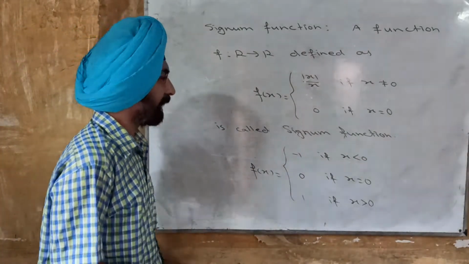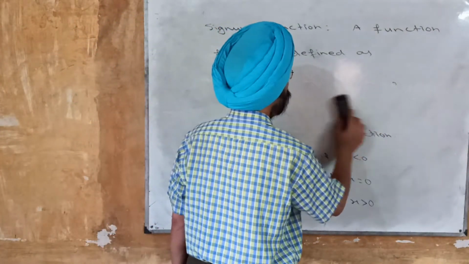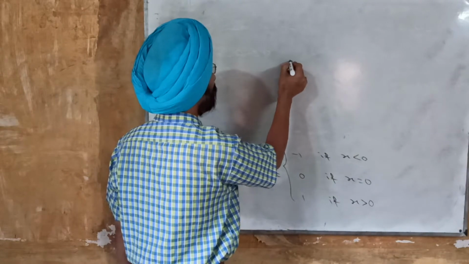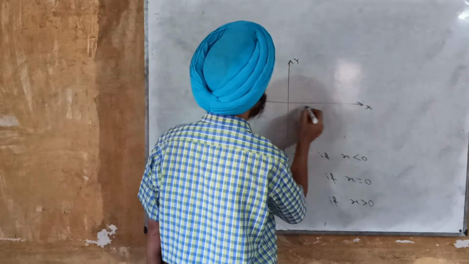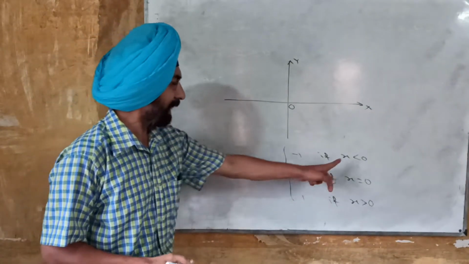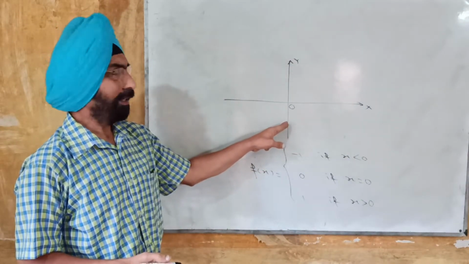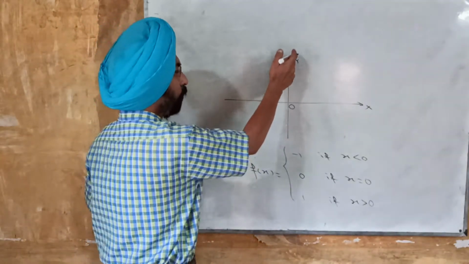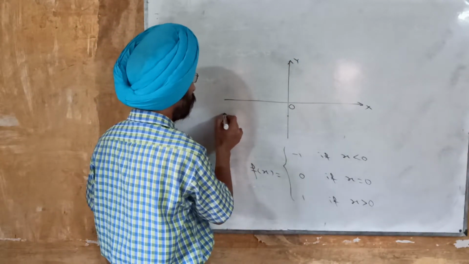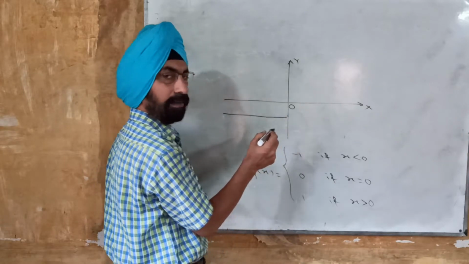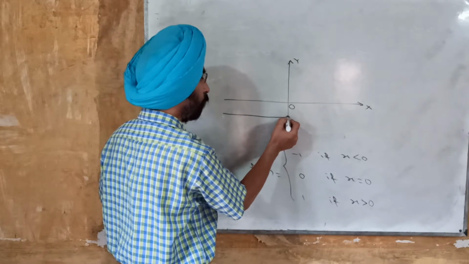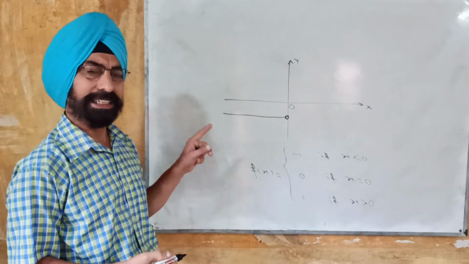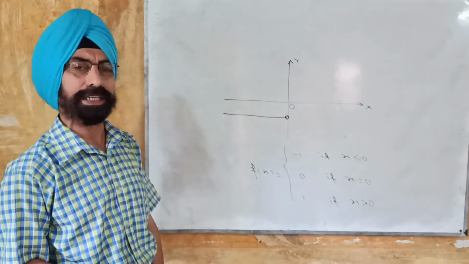The graph of this function is also very interesting. What is the graph of this function? Let's have a look. Again, suppose here is your y-axis, here is your x-axis, it is the origin. When your x is negative, that means we are talking about the left side of the y-axis. The value of f(x), that means y, is minus 1. So the value of y is minus 1. So this is the line. But we will not be exactly on the y-axis, so we are marking a circle here. That circle means this line is not touching the y-axis. It is just very close to the y-axis, but it is not touching it.